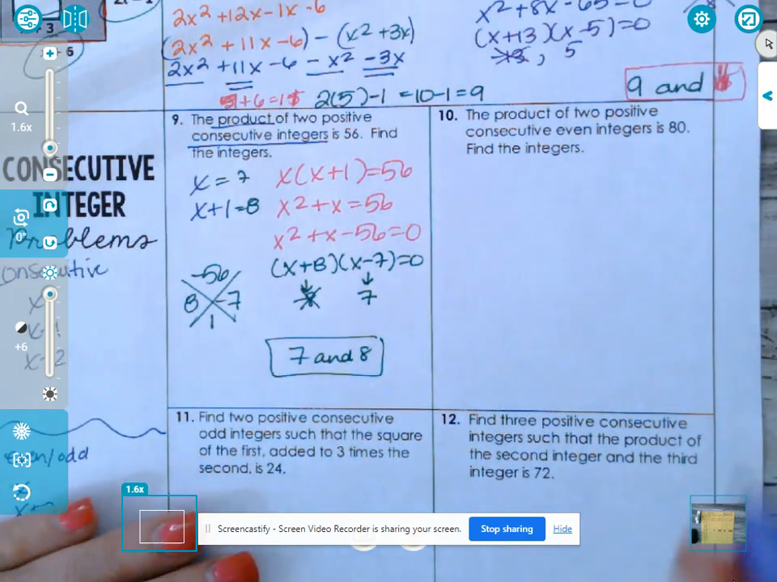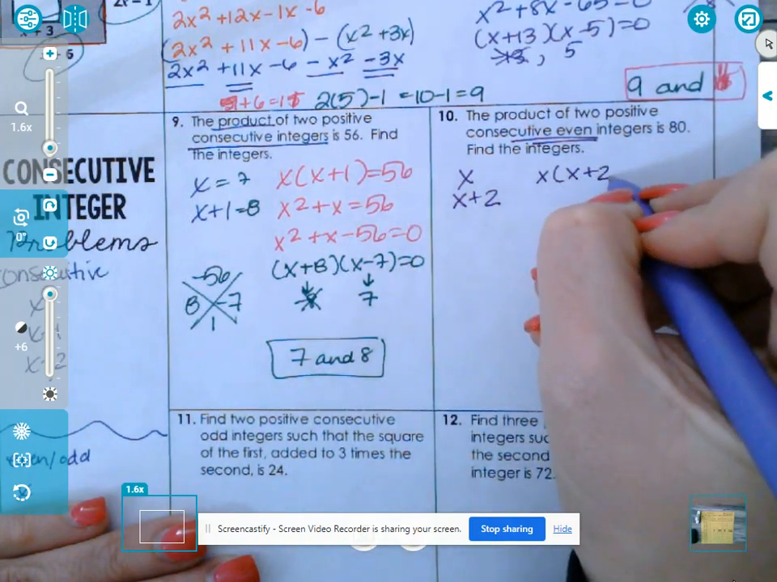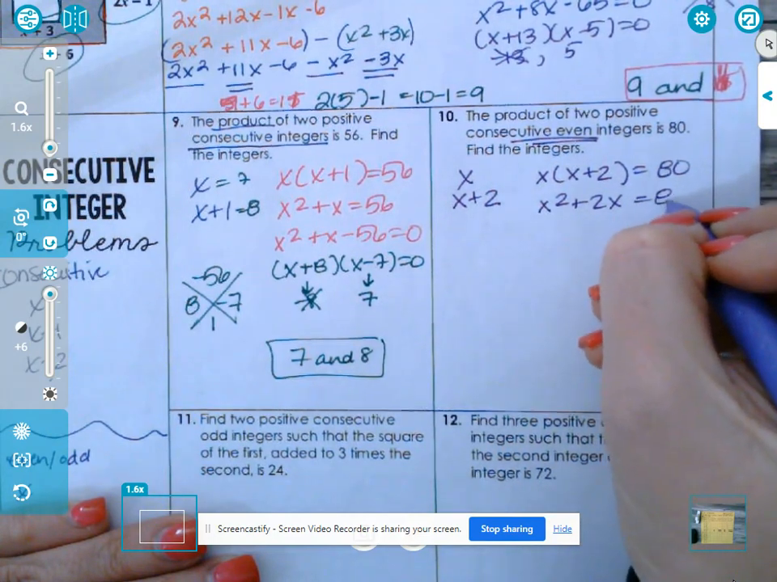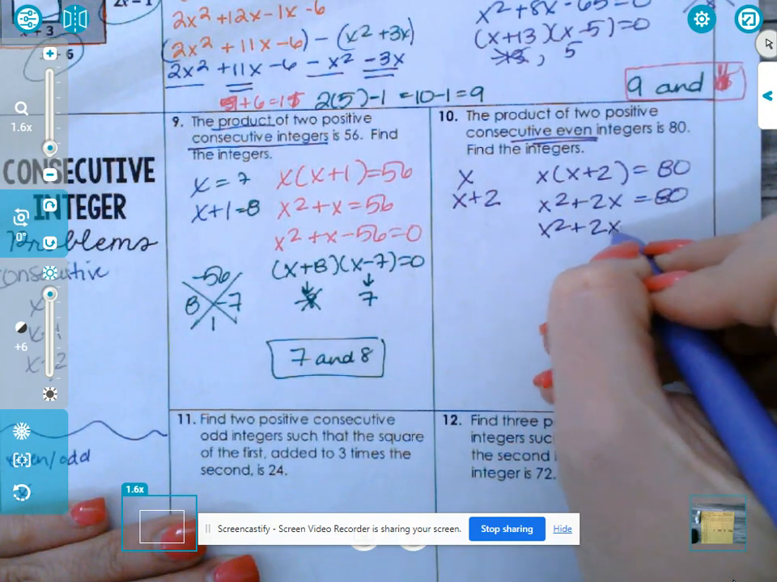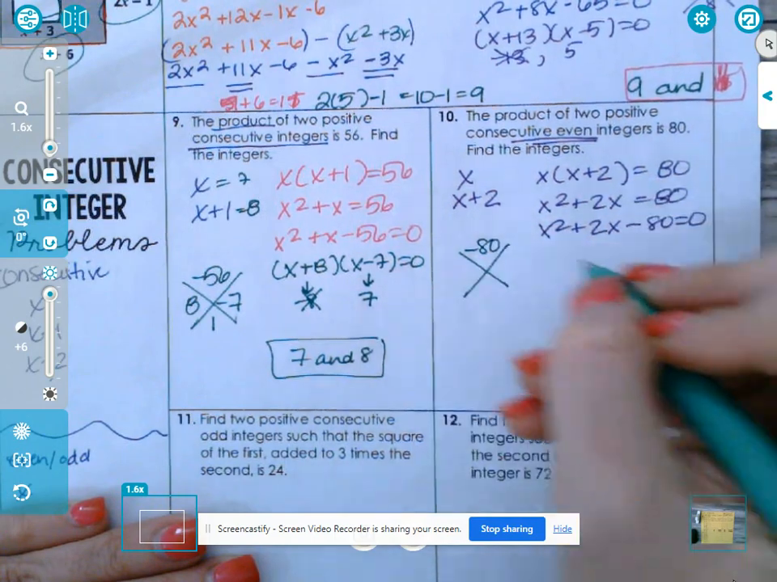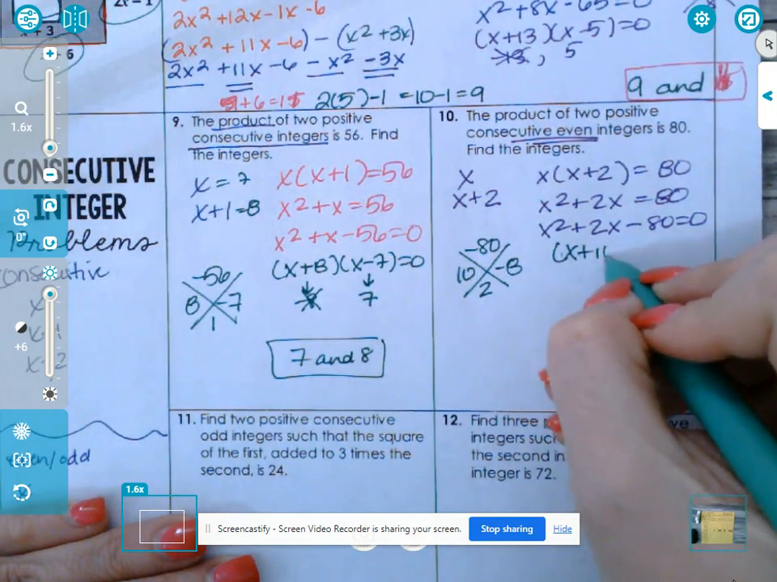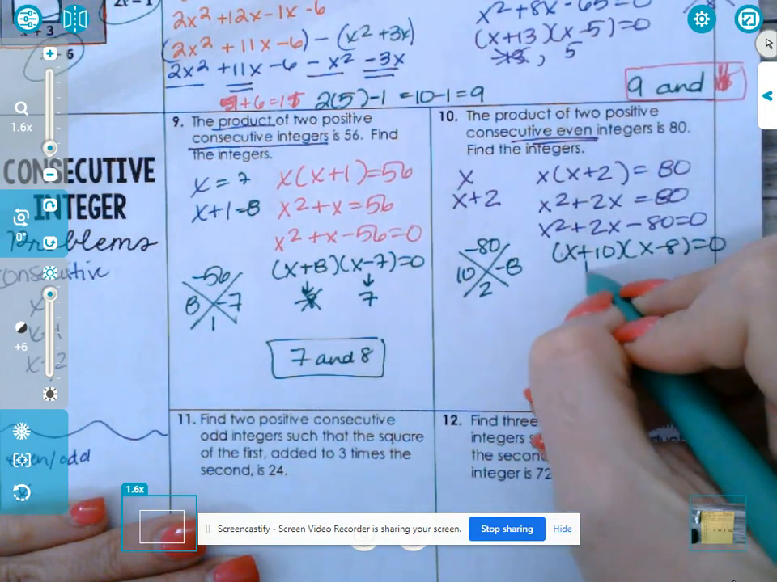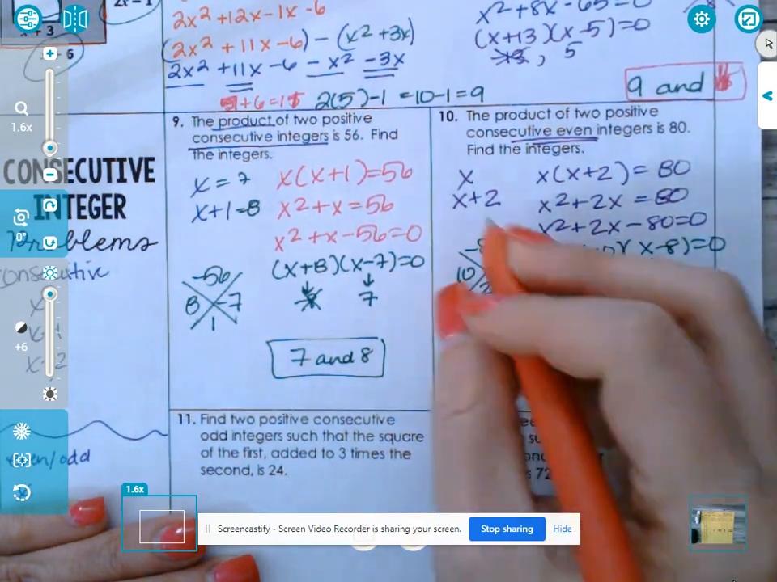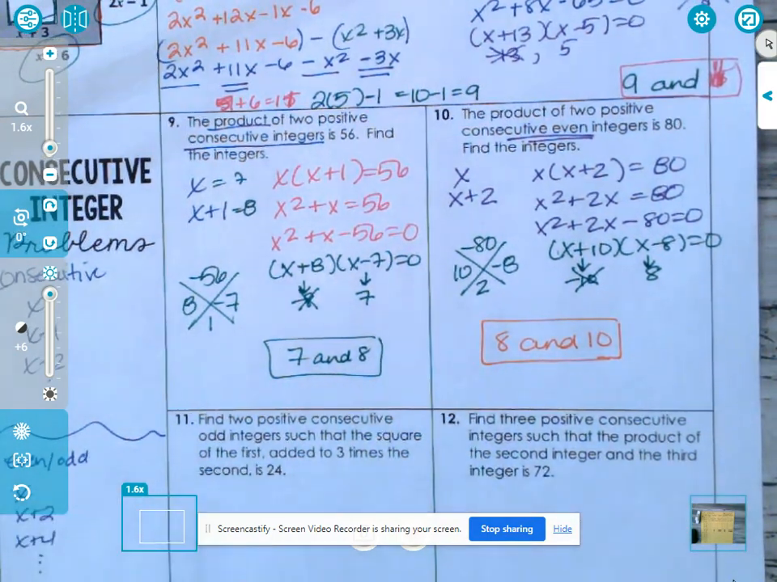All right. The product of two positive consecutive even. So since we're consecutive even this time, we've got to skip. So product again is equal to 80. So set it equal to 0. And factor with negative 80 and 2. And again, we're at 10 and 8. 8's going to be negative. Throw out that one. So one of them is 8. And the next one after 8 is 10 because they are consecutive even.